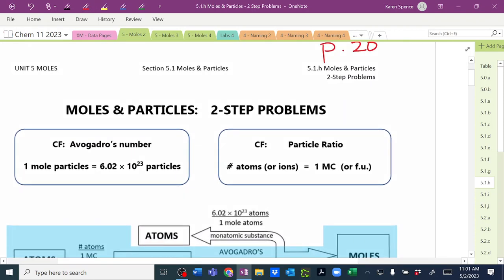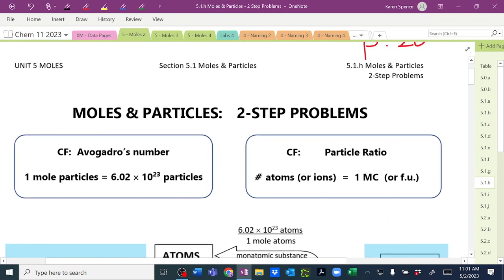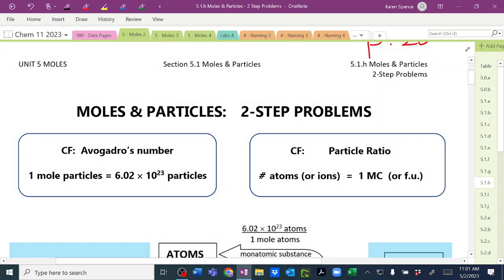The two conversion factors are the two that we listed earlier today. We have conversion factor number 1, which is Avogadro's number, which is 1 mole of particles equals 6.02 times 10 to the 23 particles. And we have conversion factor B, where we can convert from the number of atoms or ions to the number of molecules or formula units like we were just doing.